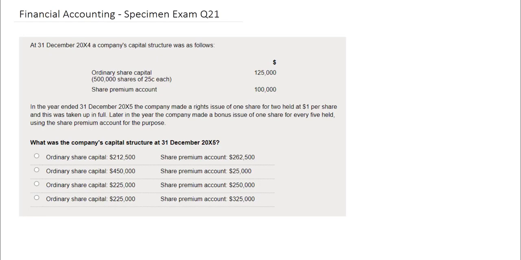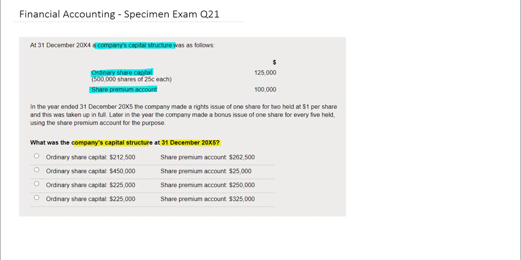In this question, we are being asked to identify the company's capital structure as at 31st December 20x5. In other words, we need to calculate the balance for the ordinary share capital and the share premium account at year end. In the question, we're presented with information about the capital structure at the start of the year. This reveals that the ordinary share capital balance is 125,000 and the share premium account is 100,000.